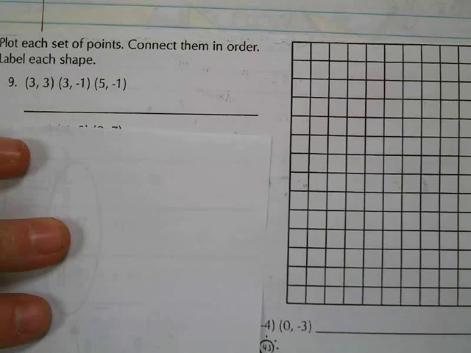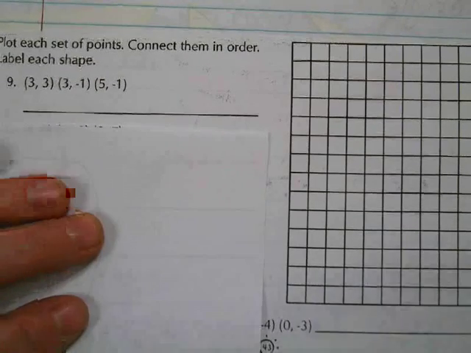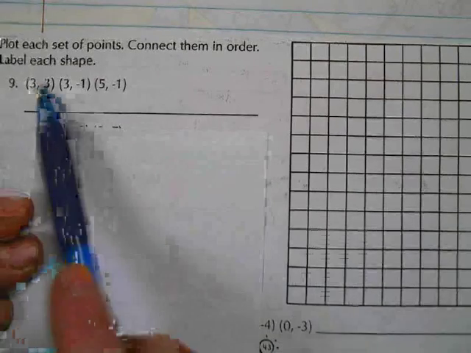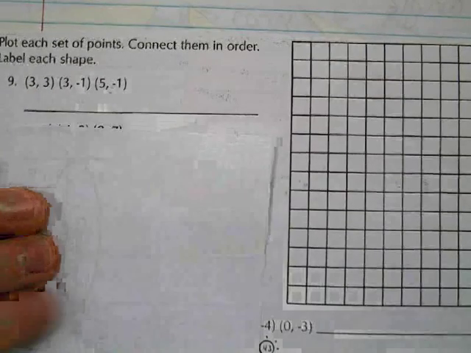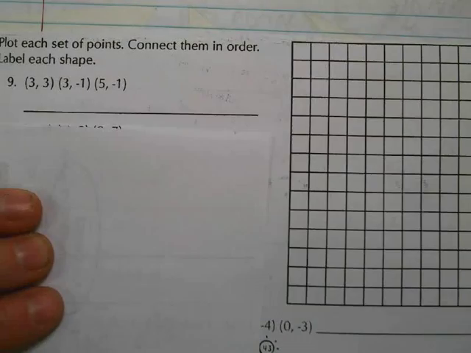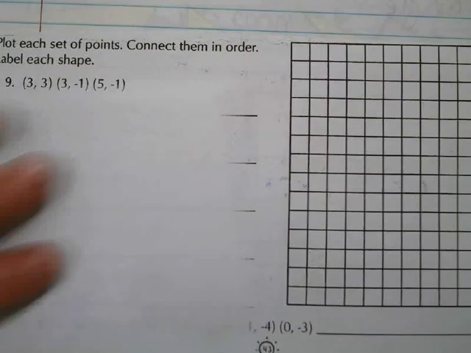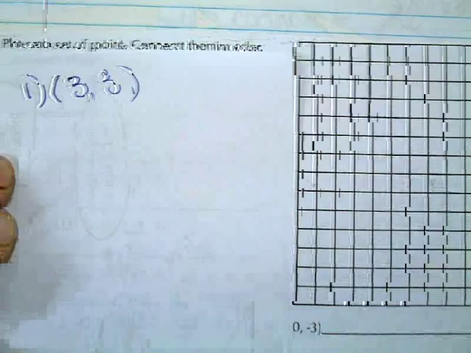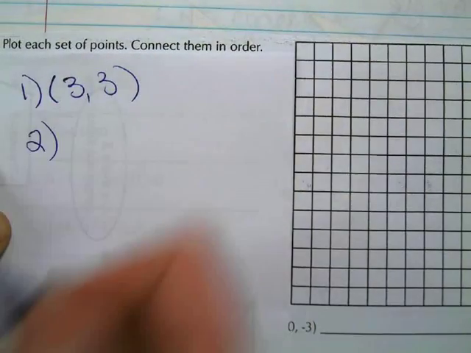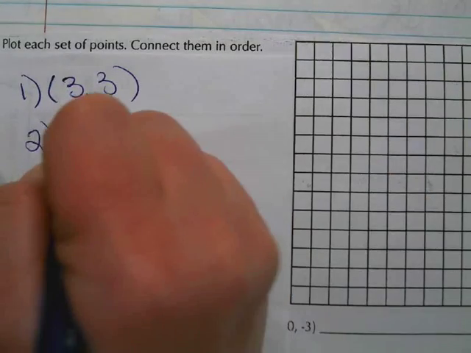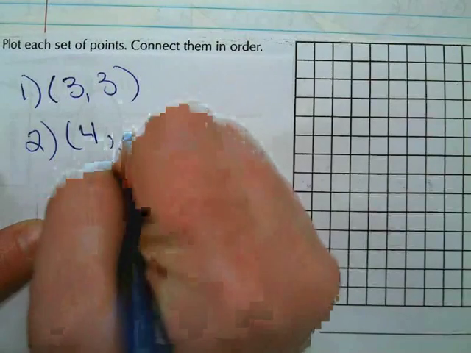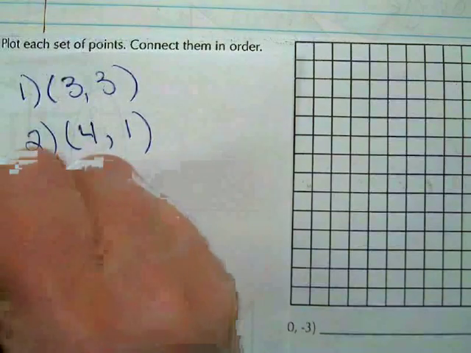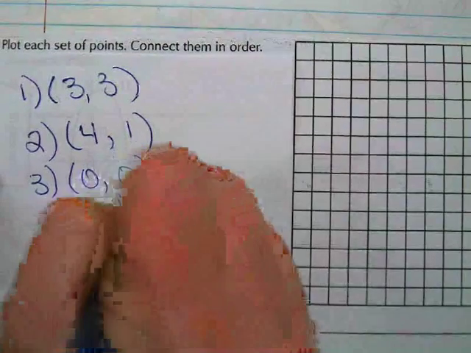Now it's time for you to try. So you can go ahead and draw a small coordinate plane system, and I want you to go ahead and chart these coordinates. We're not doing negatives. Point 1 is going to be 3, 3. Point 2 is going to be 4, 1. Point 3 is 0, 0.